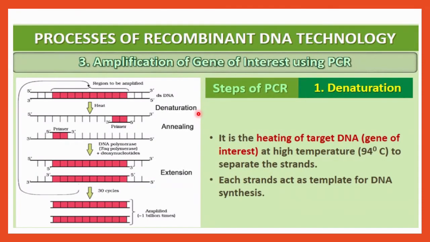Now let me discuss all the steps in detail. The first step of any PCR technique is denaturation. The name itself suggests that it is the separation of both strands. You know very well DNA is a double stranded structure, so both strands will be separated from each other. Let me explain how. It is the heating of the target DNA. During denaturation, heating of the DNA fragment, the gene of interest, occurs at high temperature, mostly 94 degrees Celsius. As you provide 94 degrees Celsius to the DNA fragment, it will separate the strands.